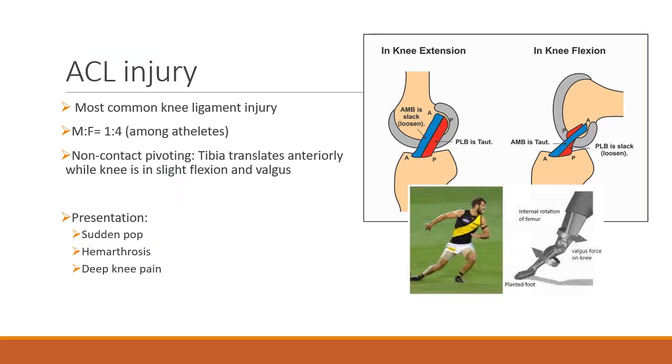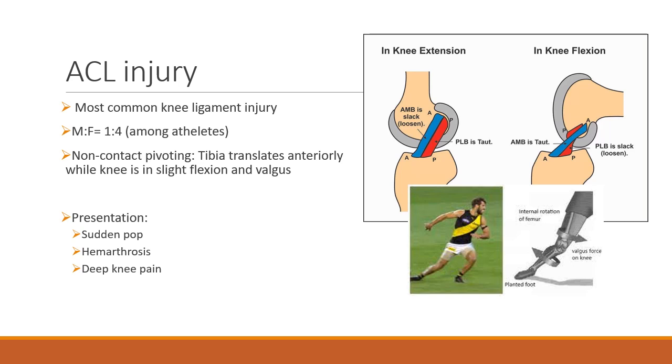ACL is the most commonly injured ligament of the knee joint. It happens mainly due to a non-contact type of injury, a pivoting injury. The tibia translates anteriorly with slight flexion and valgus. It is more common in females in comparison to males among athletes. That is because females have a smaller ligament, a tighter intercondylar notch, and a different landing mechanism compared to males.